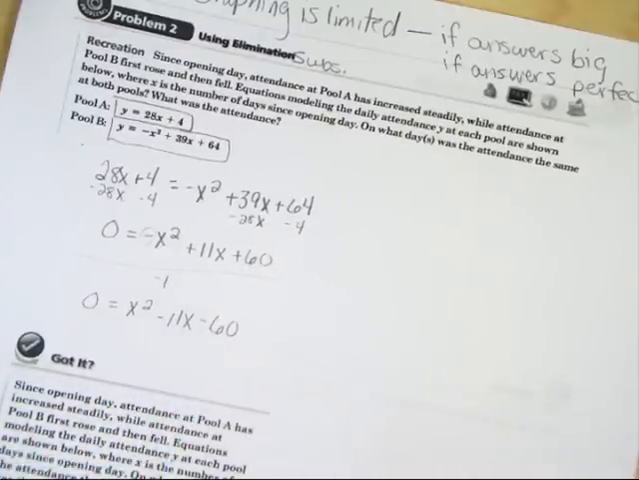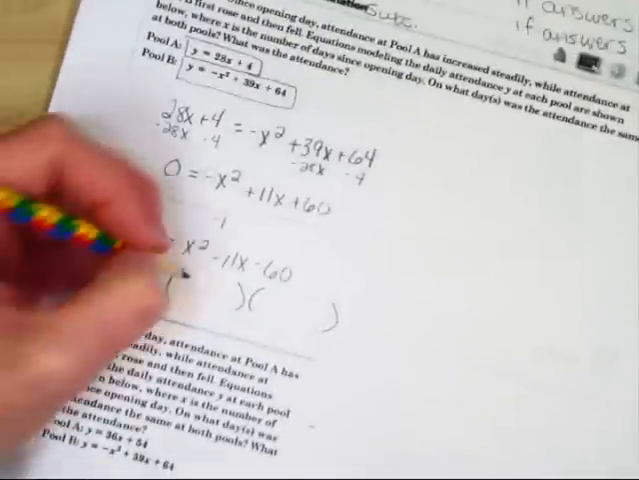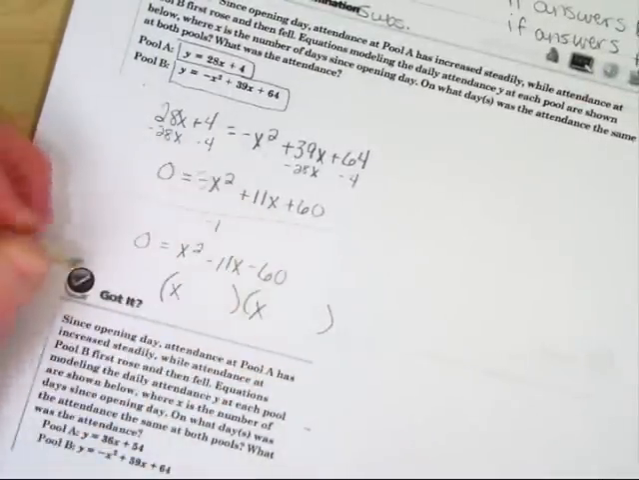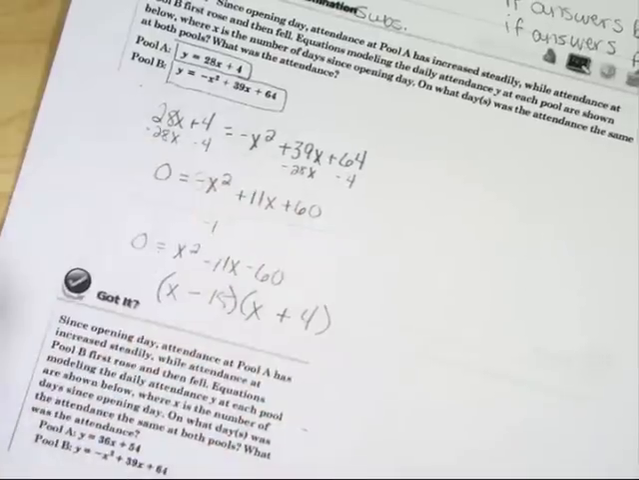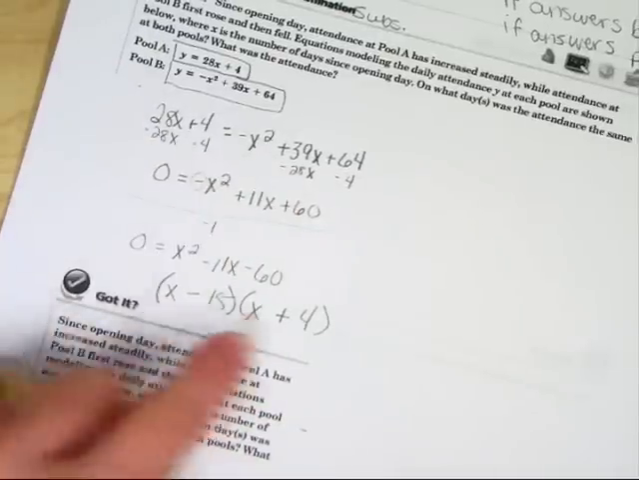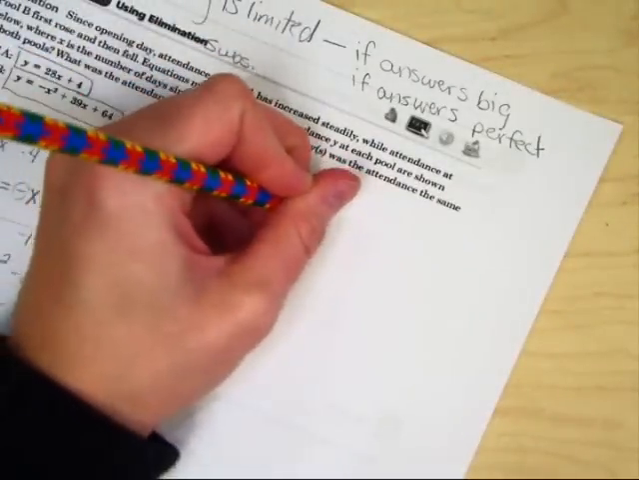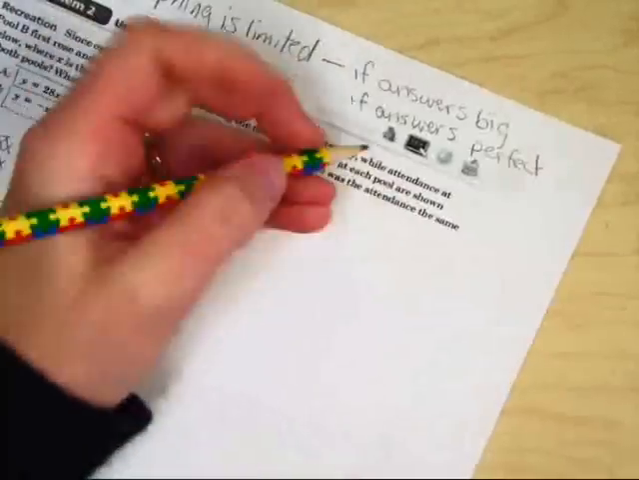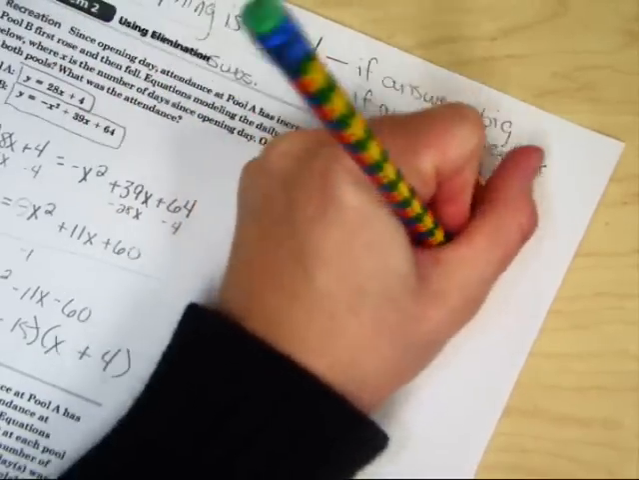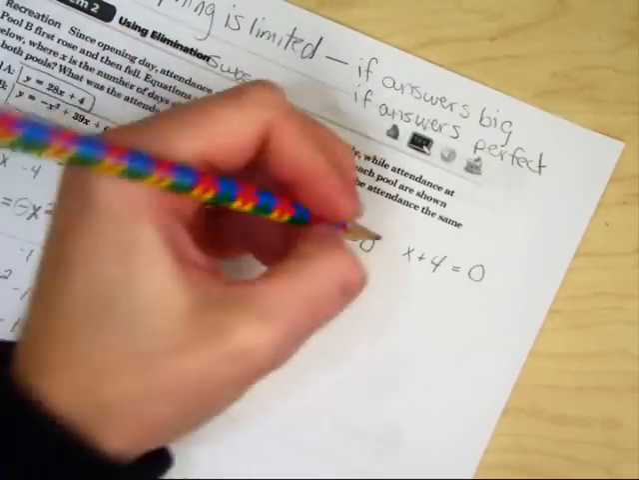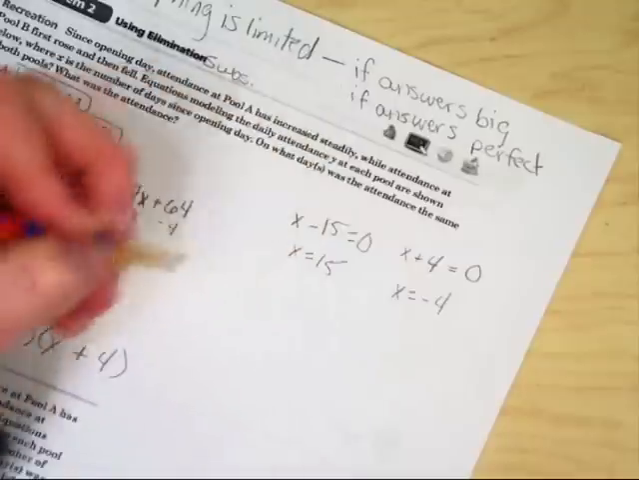Now let's think of factors of 60. Let's try to factor it. If you guys don't want to factor, fine, use your quadratic formula. I know that factors of 60, though, are 15 and 4. And to get my negative 11, if I make 15 negative and I make 4 positive, I'll get my negative 11 that I need. Now we set each one equal to 0, so x minus 15 equals 0, and x plus 4 equals 0. Solve each one. X equals 15. Solve over there. X equals negative 4.